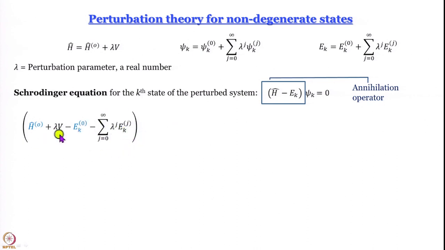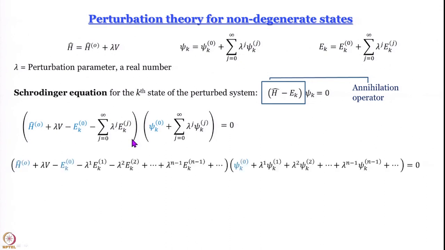So, this is the Hamiltonian minus the energy, that annihilation operator. What is the wave function? Unperturbed wave function plus the sum of the perturbation terms, that of course will be equal to 0. Now, you see I have written some things in blue. The unperturbed terms are written in blue because that helps us see something that will happen naturally later on.